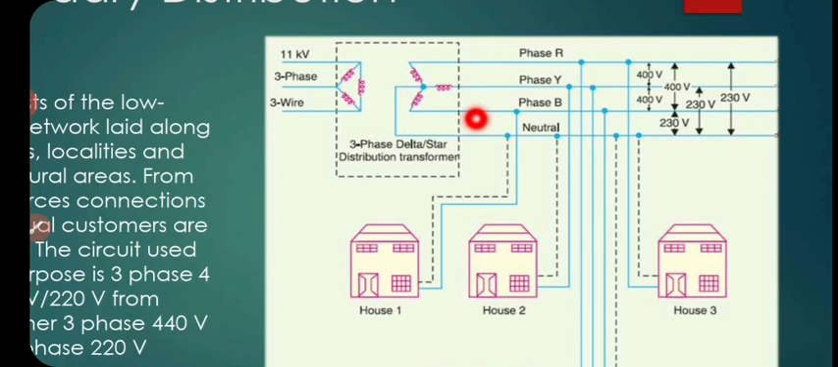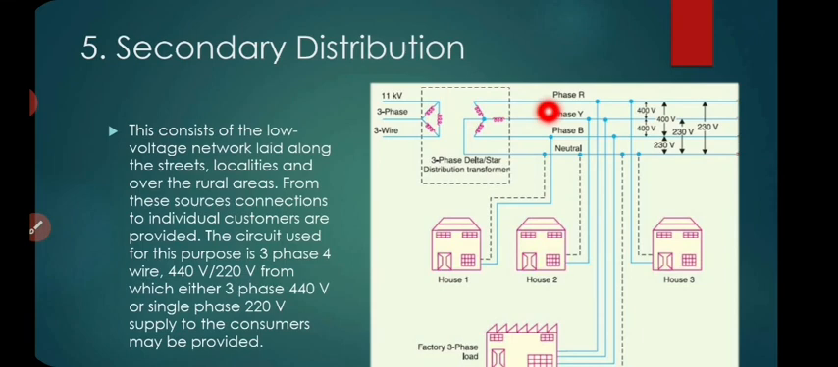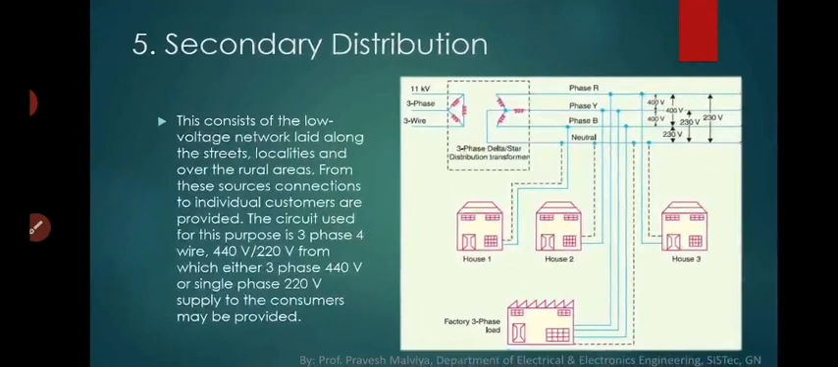And that three phase four wire 440 volt is being sent to various houses and various sections of our campus, wherever it is required. Somewhere it is required as three phase, somewhere it is required as single phase. So as per requirement it is being distributed. This distribution of three phase 440 volt and single phase is named as secondary distribution. So this is the primary and the secondary distribution.